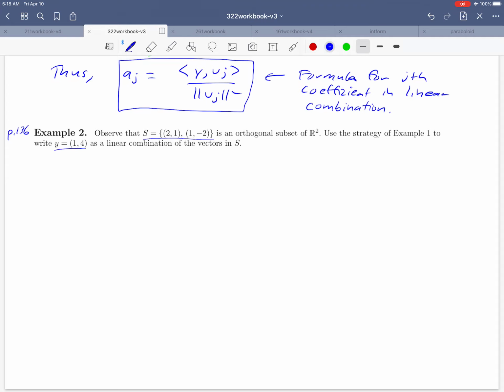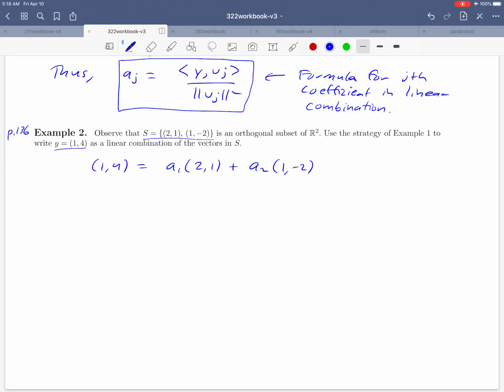Linear combination again just means that we're going to try to take that vector y and find some coefficients that build it as a combination of the two vectors in S. So we'd like to solve for a1 and a2 so that this equation is true.